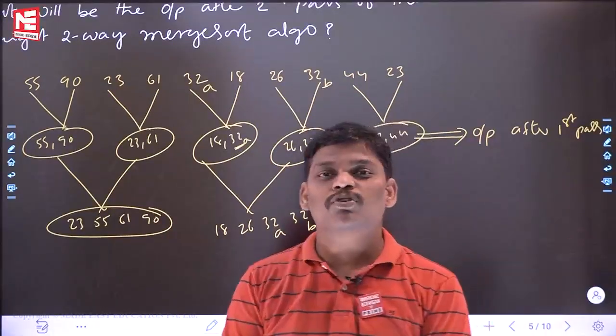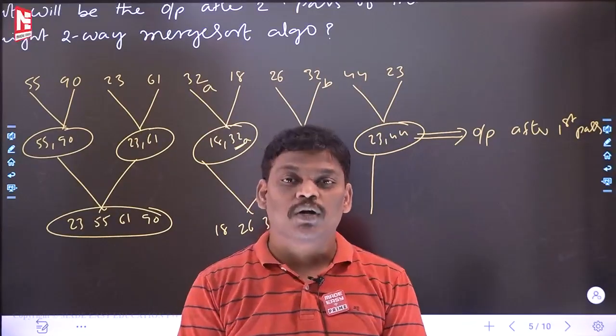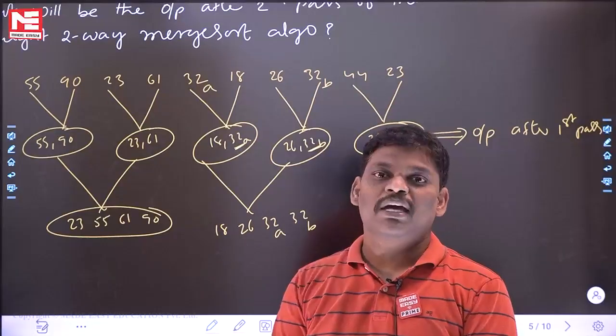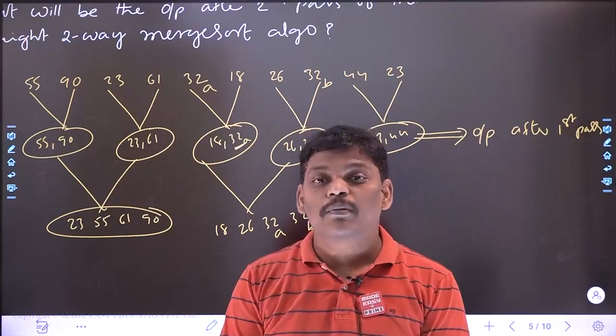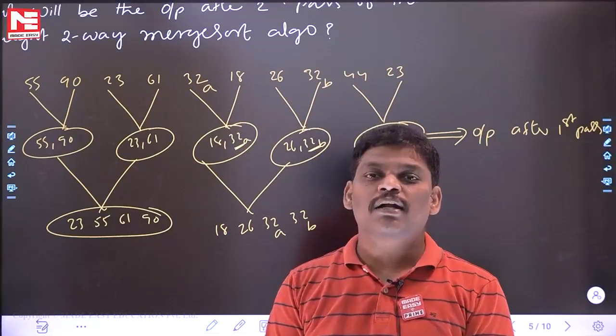What is the meaning of stable sorting algorithm? Repetitive elements order will not change after sorting is known as a stable sorting algorithm. Merge sort is a stable sorting algorithm. Please be careful: merge sort is not in place, but it is stable. What is the meaning of stable? Repetitive elements order will not change.